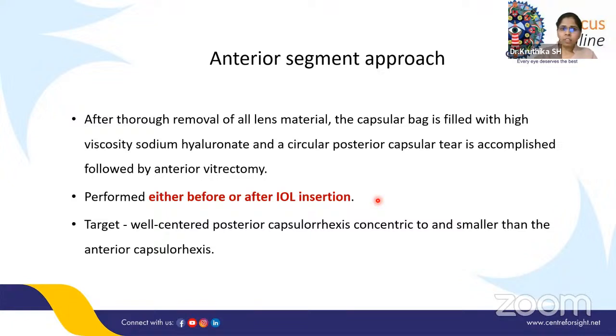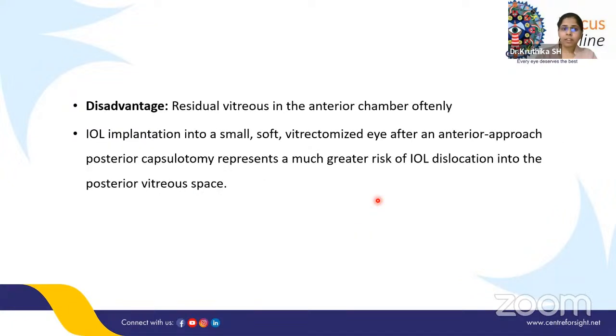The target we aim for in the anterior segment approach is a well-centered posterior capsular axis, concentric to and smaller than the anterior capsular axis. There is a disadvantage as well: it can often leave residual vitreous in the anterior chamber. Also, implanting an IOL into a small, soft, vitrectomized eye after an anterior approach posterior capsulotomy represents a much greater risk of IOL dislocation into the posterior vitreous space.